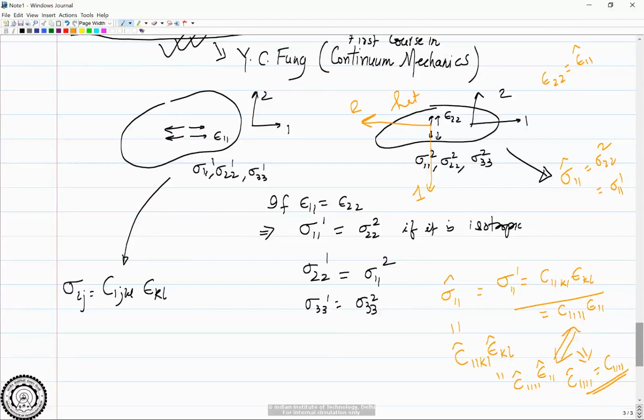Because isotropy, this is from point to point, no? Yes, sir. So we have to consider the same point also.